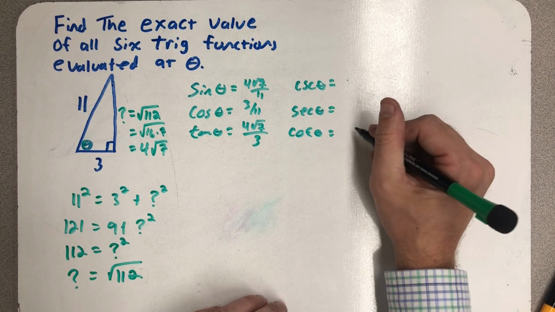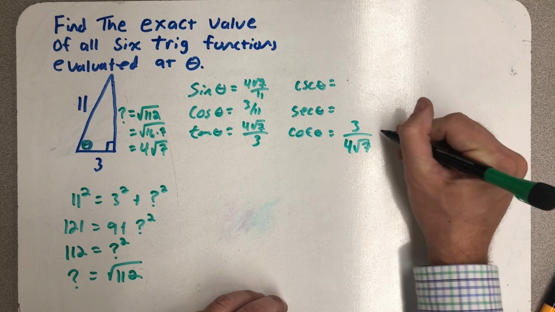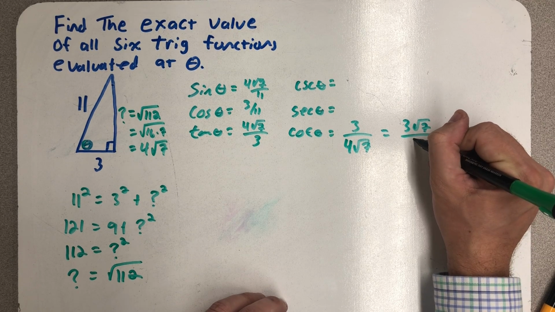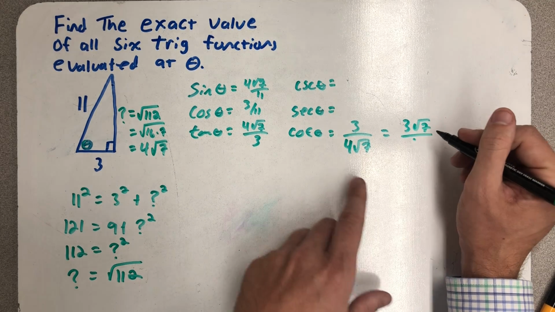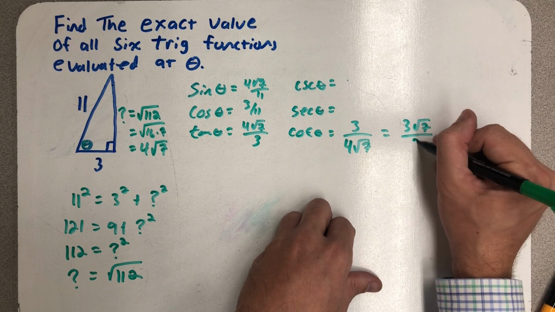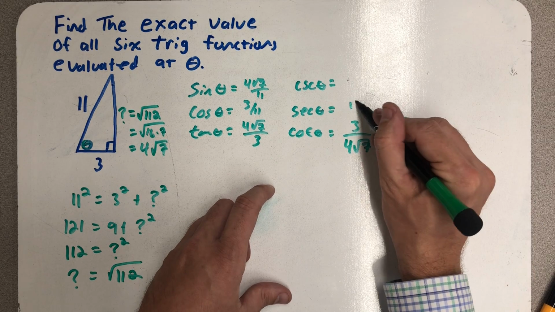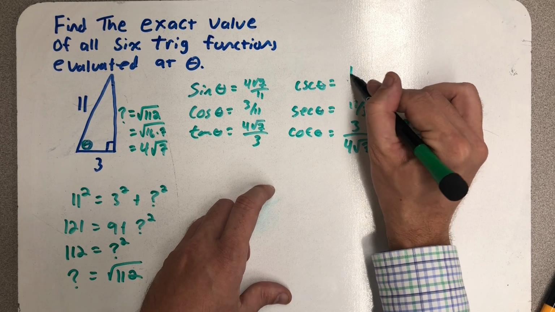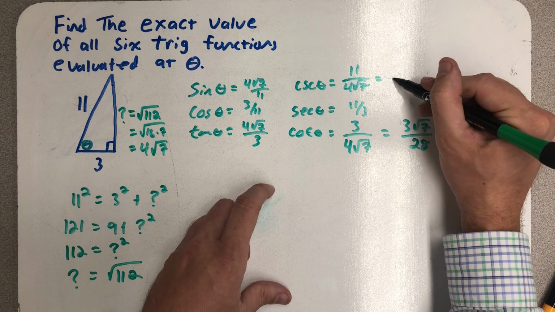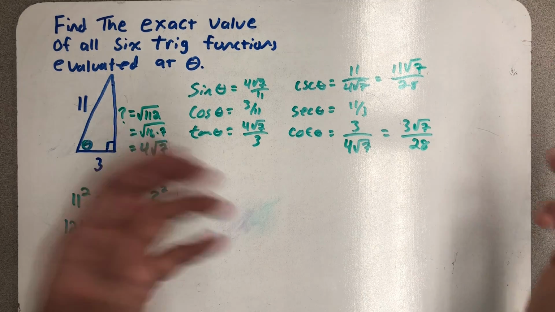Cotangent is the reciprocal of tangent. And if you wanted to rationalize that, we could multiply top and bottom by root 7. On the top I get 3 root 7, on the bottom I would get 4 times 7 is 28. Secant theta is 11 over 3, and then finally cosecant is 11 over 4 root 7. And rationalizing, I would end up with that 28 on the bottom again and 11 root 7 on top.